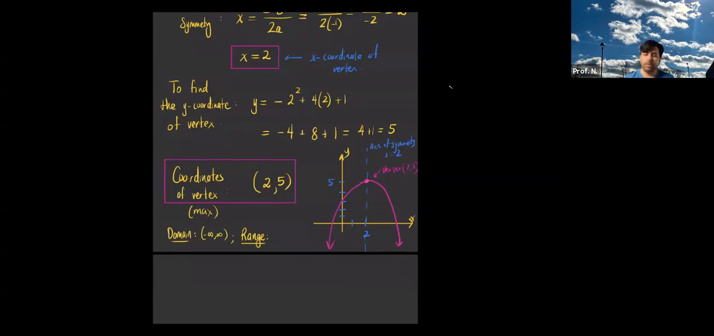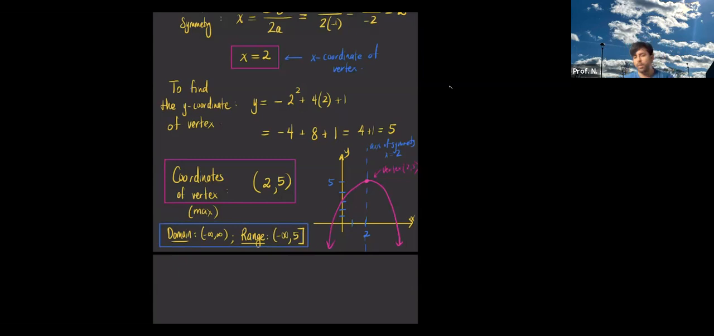Now, what's the range? The range are all the y values. So we have to look at the y values, and in this case, the largest y value here is 5. That's the largest y value, but you can't go anything above 5. You have to go below 5 instead for the graph. So the range is everything from negative infinity to positive 5, and we include 5.